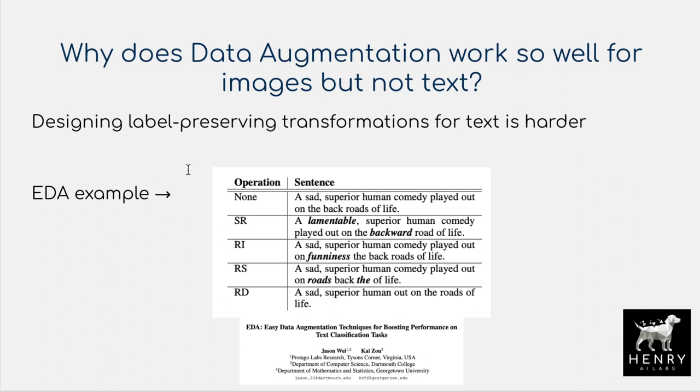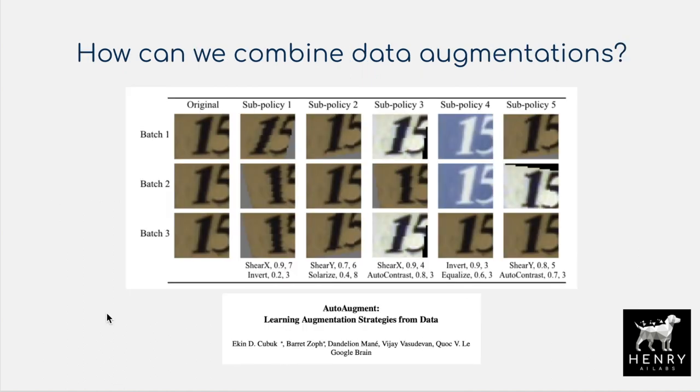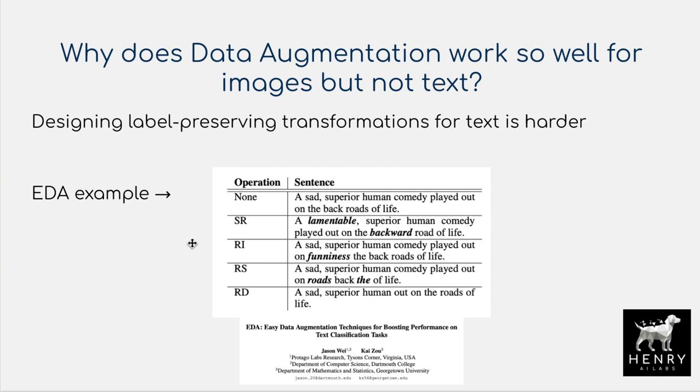And that's kind of the idea of label preserving transformations. And then the next idea is how can we combine these data augmentations? As we do something like randomly deleting, randomly inserting, as we chain these together, we can quickly construct a completely different text sequence than our original example.